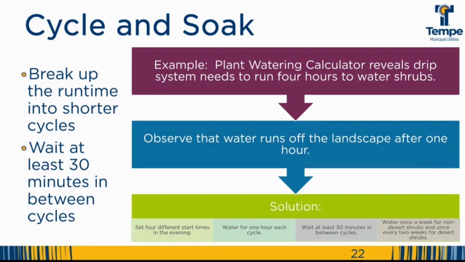Wait at least 30 minutes between those cycles. After that cycle finishes, we need another 30 minutes. And then you still water the same frequency. Once a week, for example, for non-desert shrubs, and once every 2 weeks for desert shrubs in the summertime. But the cycle and soak is not changing the frequency of watering. It's just breaking up that one watering session into shorter cycles so that you can give that soil time to accept the water.